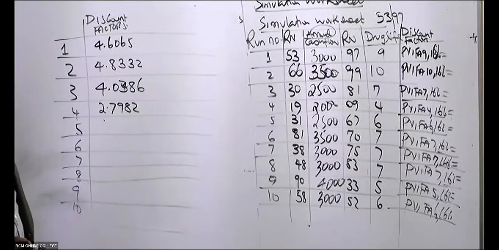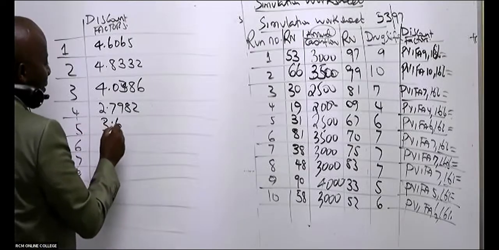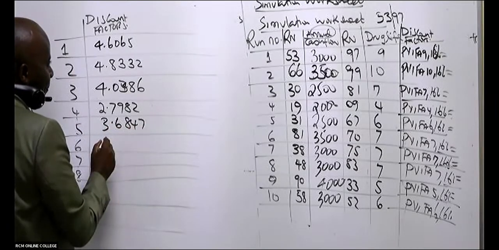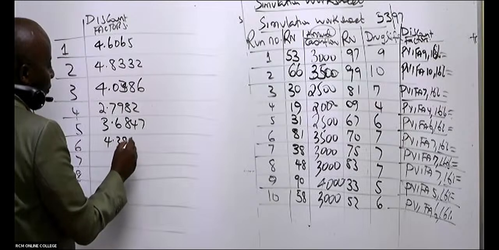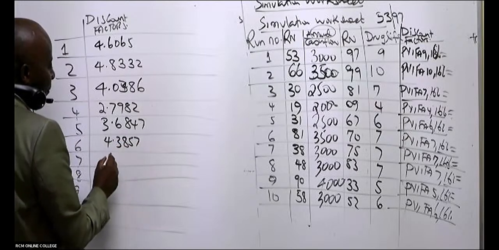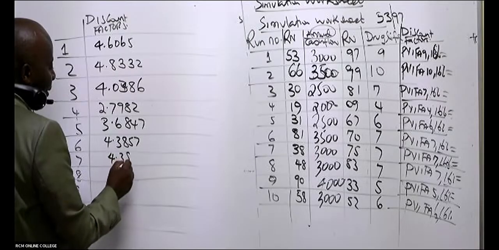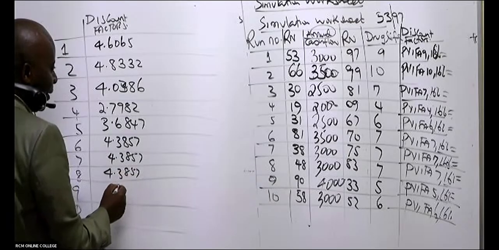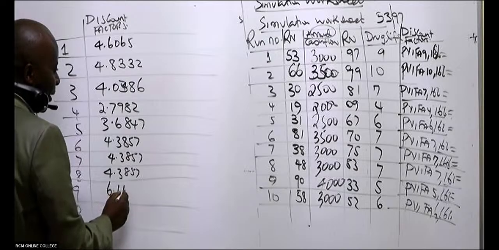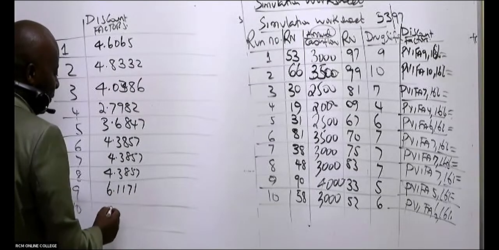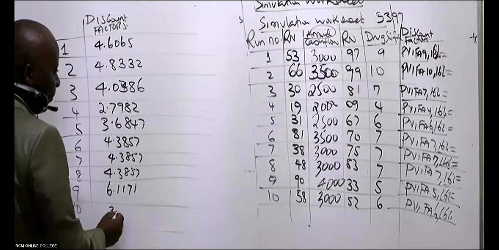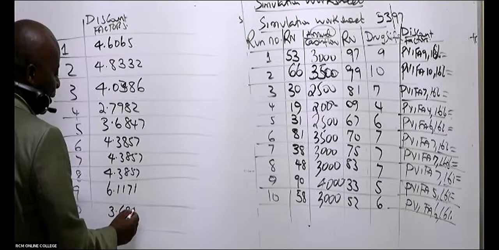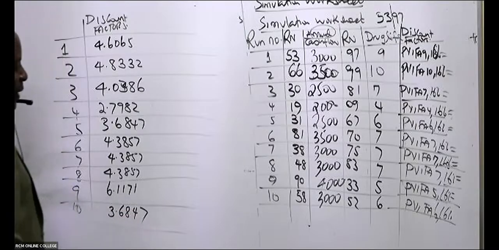Continue. 3.6847. 4.3857. The same, 4.3857. 6.1. 1.71. The last one, 3.6847. Please check your number 9.